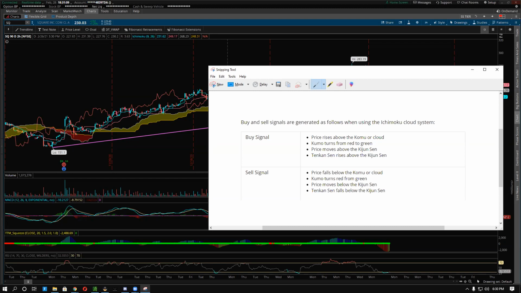So this is a pretty good chart. If you guys want to take a picture of this or save it, just want to remind you guys that this is the conversion line, and that's the baseline, right?